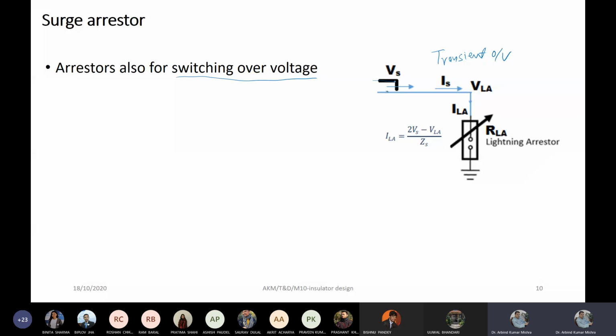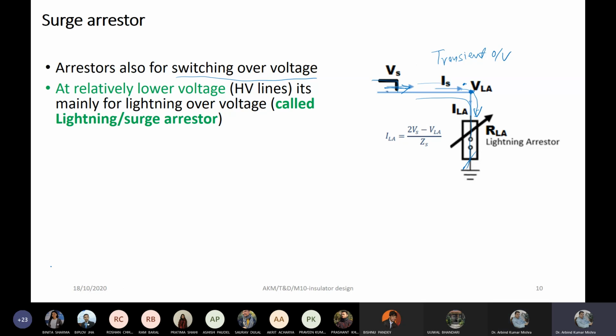And as I have told you, the switching over voltage also travels along the line, but once it reaches this point and the equivalent voltage is greater than the spark over voltage, then it will conduct and pass it, and the voltage across the lightning arrestor, which is also the phase voltage at this point, is the residual voltage of the lightning arrestor. So usually we call it lightning arrestor and surge arrestor at relatively lower voltage.